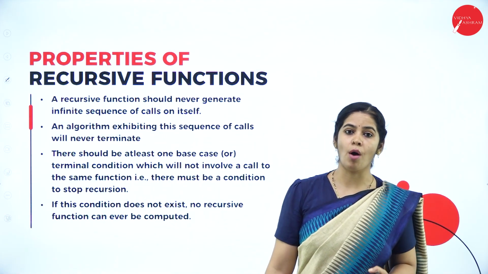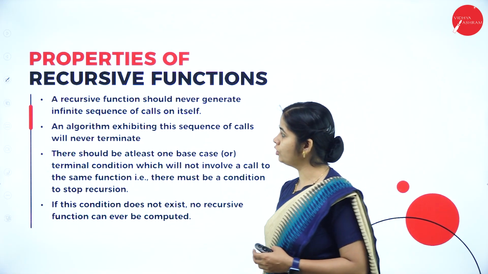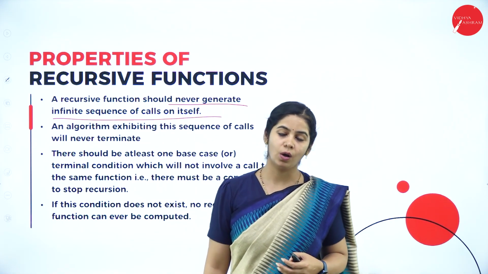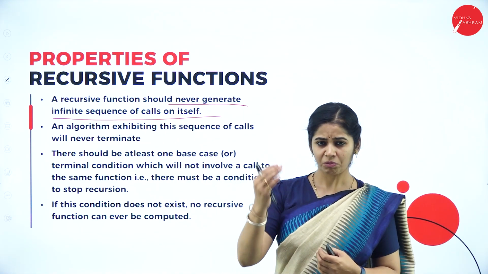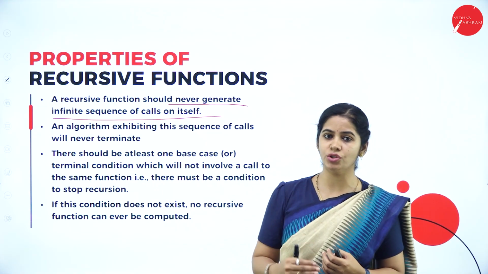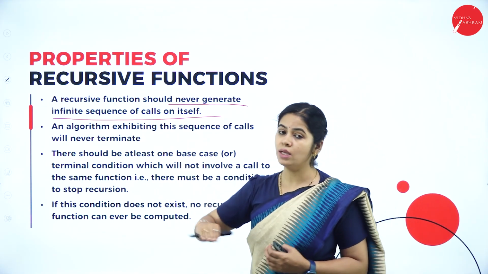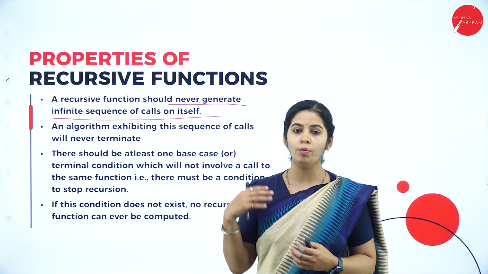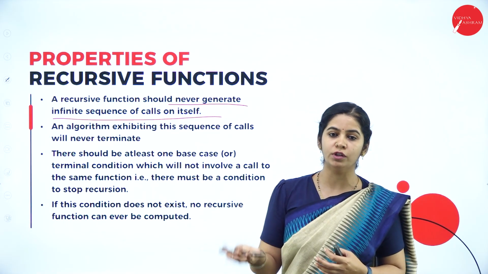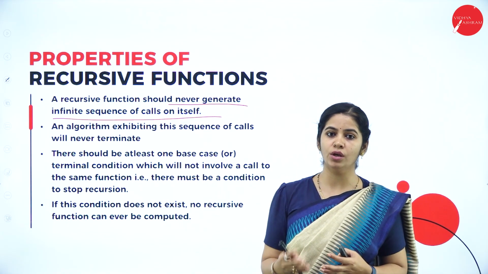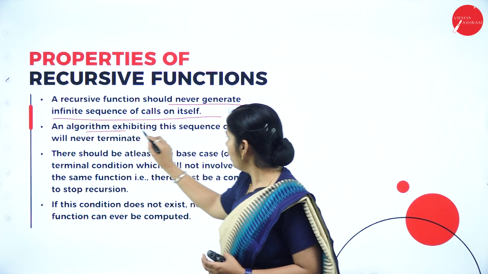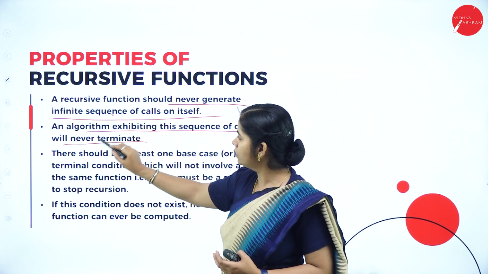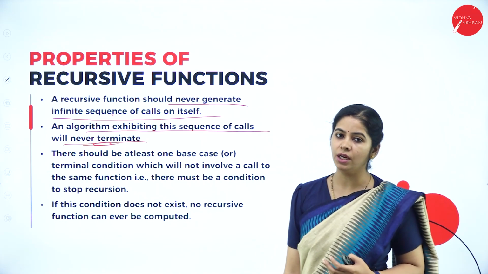Next, we'll look into the properties of recursion. What are the properties of recursion? The recursive function should never generate an infinite sequence of calls. We have discussed it already when discussing the base case and the general case. If you generate an infinite sequence, it's not possible for the compiler to come out of the recursive function. It keeps on executing the same thing. An algorithm exhibiting this sequence of calls will never be terminated.